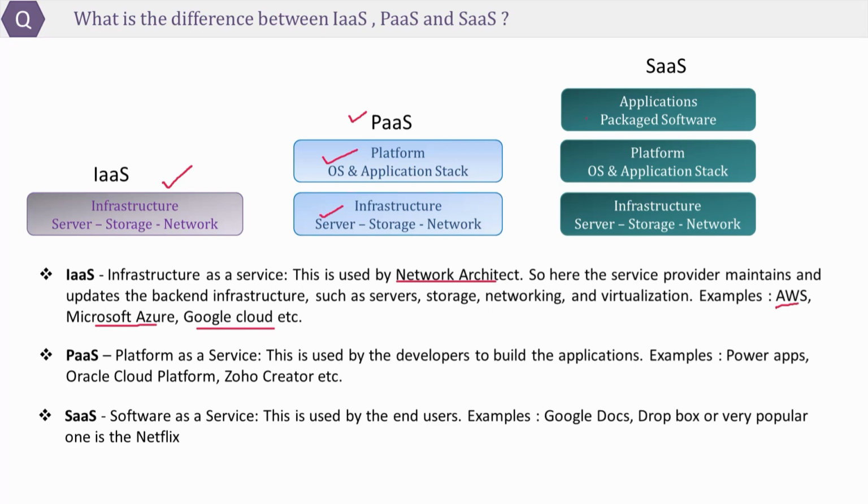Then we have Software as a Service, which is SaaS. It is used by end users. Here the infrastructure, platform and applications are maintained by the service provider. The best examples are Google Docs, Dropbox or the very popular one, Netflix. These are all software as a service.